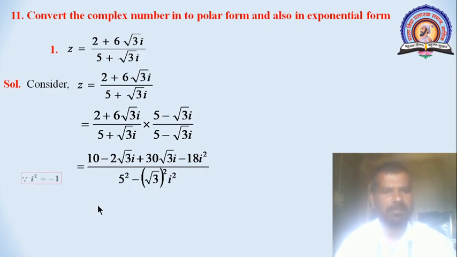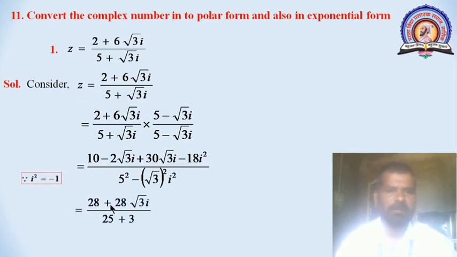On simplifying, putting the value of i squared equal to −1, we will get (28 + 28√3 i)/(25 + 3). 25 plus 3 is 28. Take 28 common outside and cancel it. You will get z is equal to 1 + √3 i.